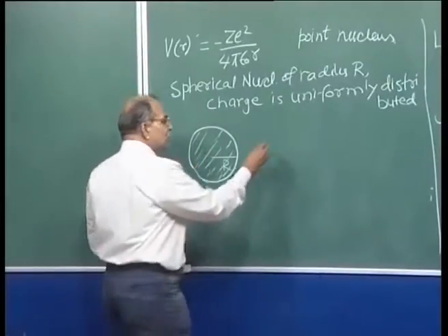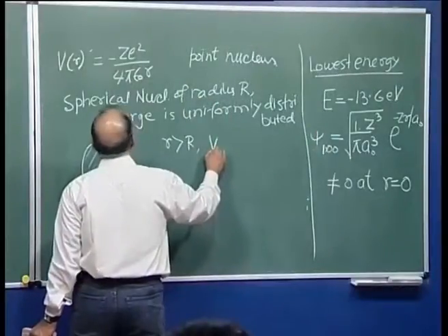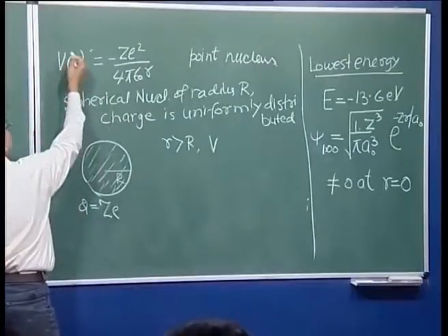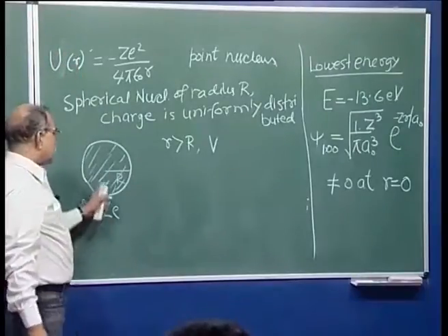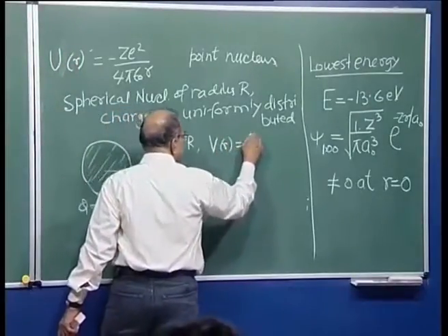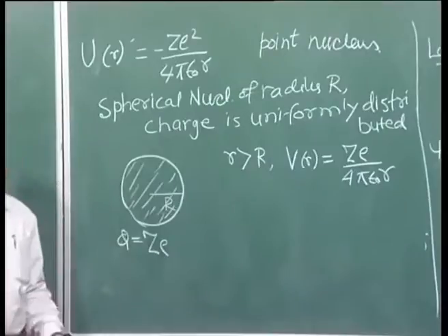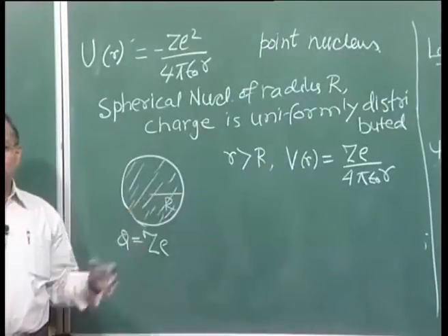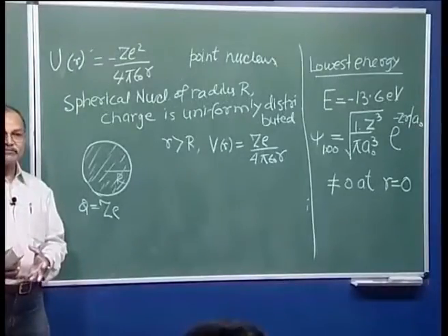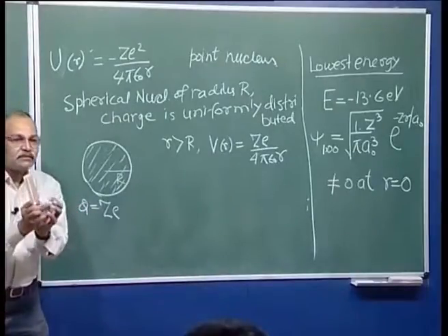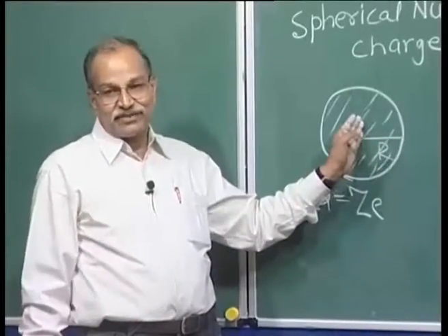So, for outside, for r greater than capital R, I am now writing for potential, not for energy. Okay, this is energy, so let me give it some other name, let me call it U, potential energy. Here I am only writing potential. V at r will be Ze over 4 pi epsilon naught r. Right? This is because for an outside point, the spherical charge distribution can be considered to be a point charge, everything concentrated at its center. So, it is this, but inside the story is different.